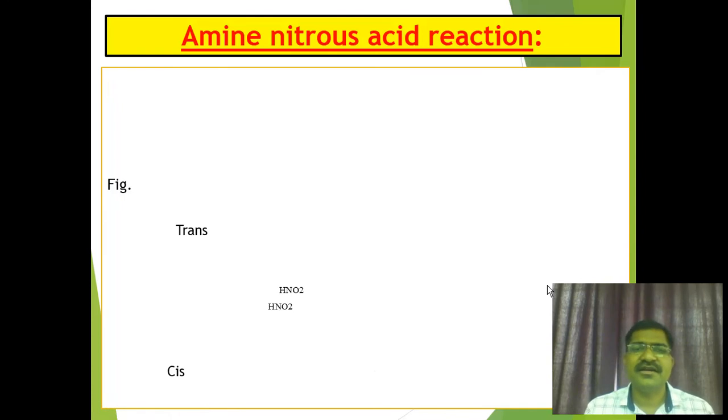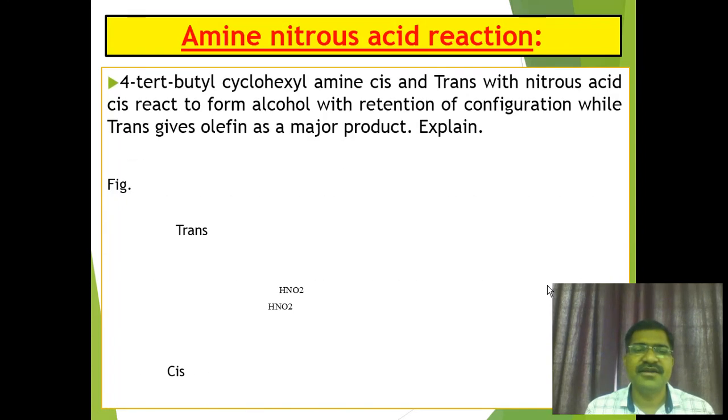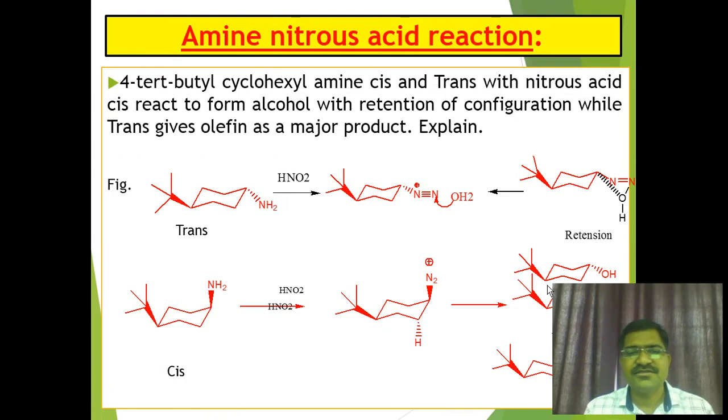Now, amine nitrous acid reaction. Second, we have to study the amine nitrous acid reaction. See this another point, amine nitrous acid reaction. We have already studied this point in first year. What is the question here? 4-tertiary butyl cyclohexyl amine, cis and trans, with nitrous acid. Cis reacts to form alcohol with retention of configuration, while trans gives olefin as a major product.